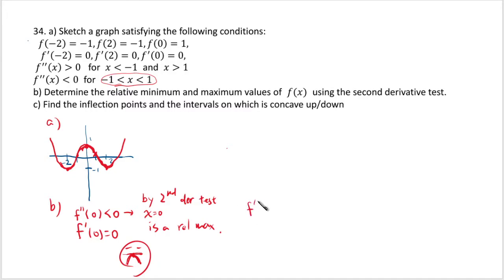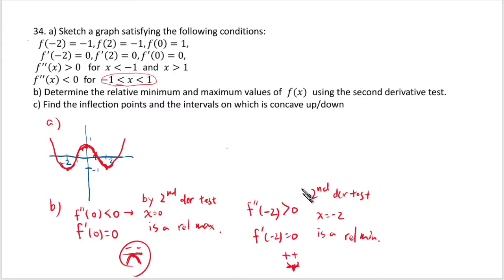For f double prime of -2, well, -2 is less than -1, so we know that f double prime is positive. And we also know that f prime of -2 is 0. So the second derivative test says x equals -2 is a relative minimum, because if you have a smiley face when the slope is 0, that point is a minimum, right?